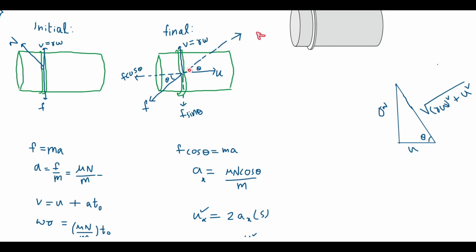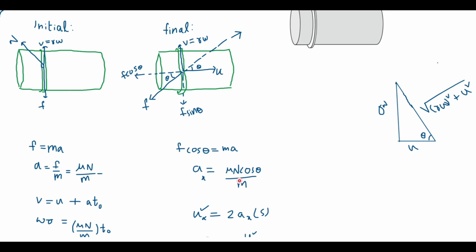So friction always opposes the motion, so it always acts opposite to it. So friction will act this side. We divide it into two components, f cos theta and f sin theta. Now we analyze the motion in the x direction. f cos theta equals mass times acceleration. So the acceleration in the x direction equals mu n cos theta by m.